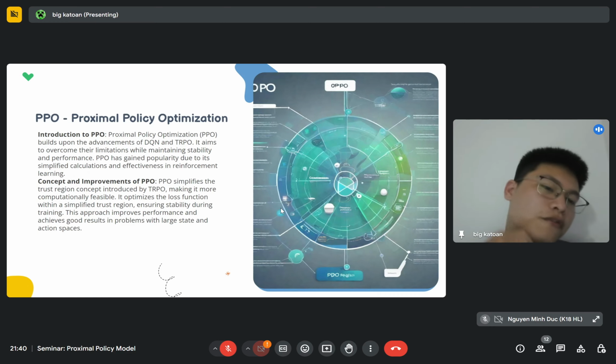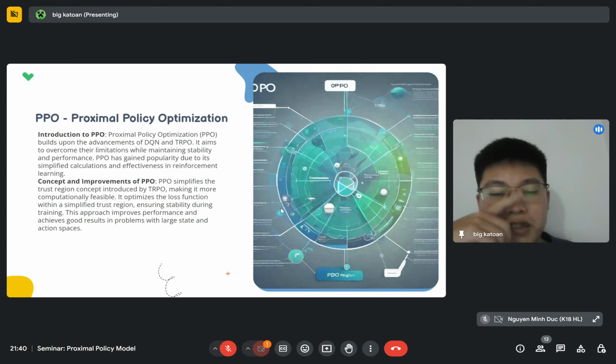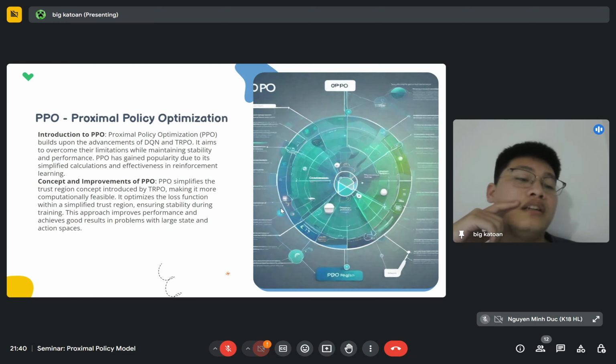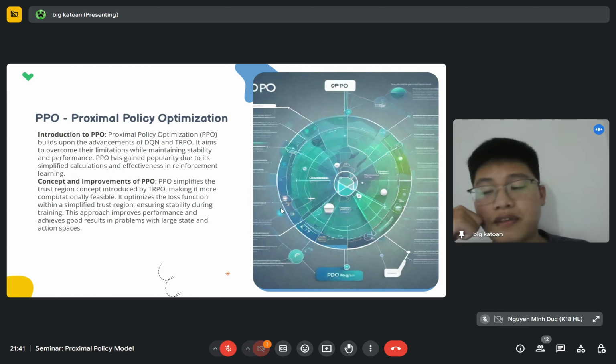The concept and improvement of PPO is that PPO simplifies the trust region concept introduced by TRPO and makes it more computationally feasible. It optimizes the loss function with the simplified region, ensuring stability during training. It improves performance and achieves good results in problems with large state and action spaces.